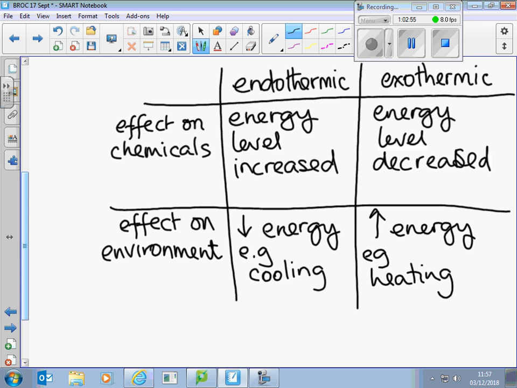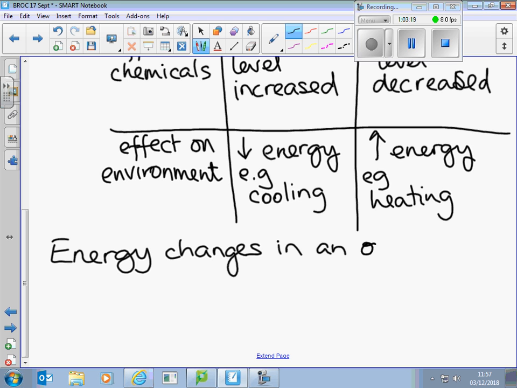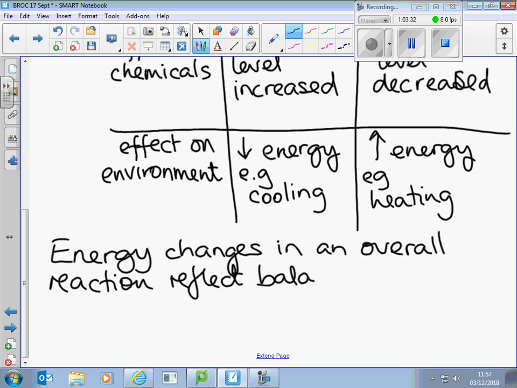So what we have is, in a reaction, we've got usually an imbalance. So energy, I think I'm just going to take it to this point. Energy changes in an overall reaction reflect balance between endo and exothermic.